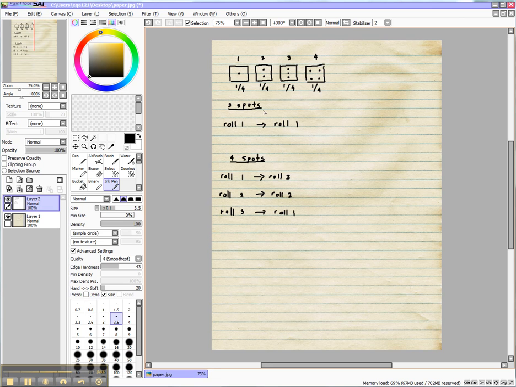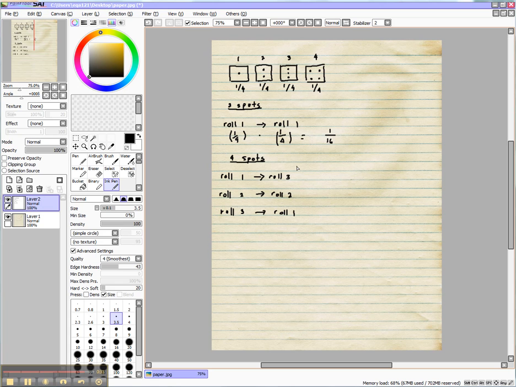Okay, how do you get 2 spots? So you roll the die once and you roll a 1, and then you roll the die again and you roll another 1. So 1 and 1, that's 2 spots, right? So what's the probability of rolling a 1? Well, rolling a 1 is 1 out of 4, right? And rolling another 1, the second time you roll the die, is 1 out of 4. So the probability of rolling 2 spots is the multiplication of 2 probabilities. The probability of rolling a 1 and the probability of rolling another 1. So multiplying 1 out of 4 and 1 out of 4, the numerator is 1 times 1, and the denominator is 4 times 4. So it's 1 out of 16.